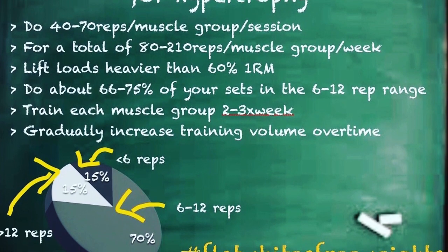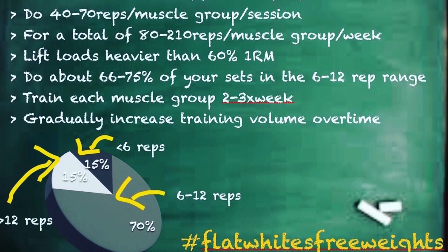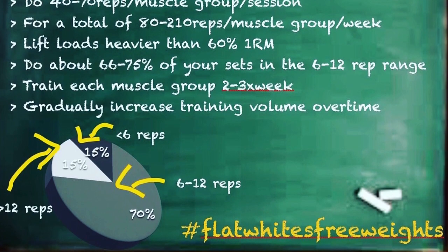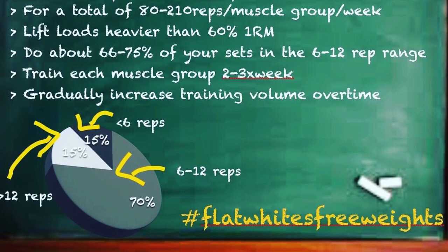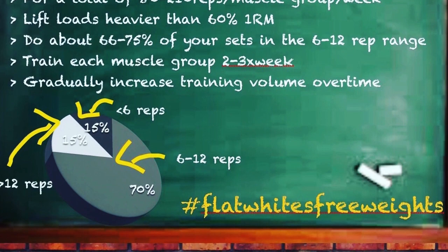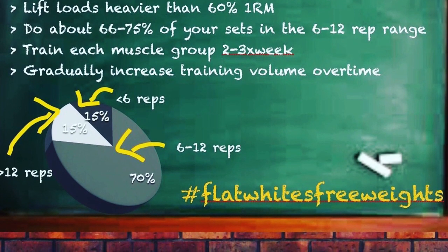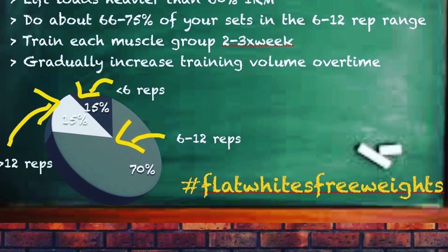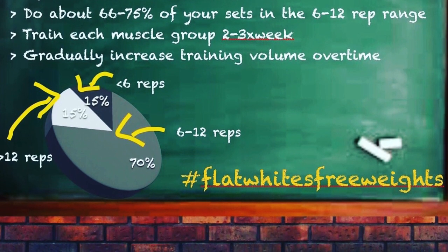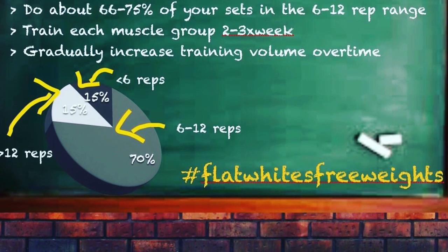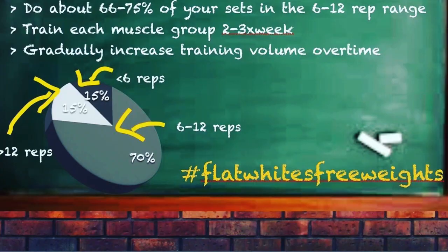As I said, load should be above 60 or 65% 1RM most of the time, and about 2/3 to 3/4 of your work should be done in the 6 to 12 rep range. You can train a little bit heavier than that and a little bit lighter, but most of your work should be in that range. And you should train each muscle group 2 to 3 times a week, looking to gradually increase volume over time. So that's a pretty good approach in terms of basing your training around those core principles, and you're off to a great start of training specifically for hypertrophy.